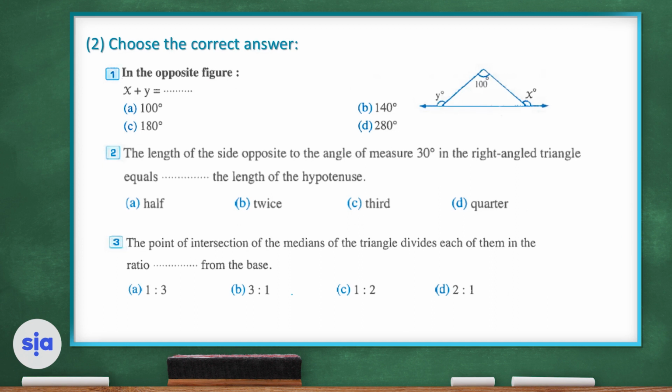In the opposite figure, what is the value of x plus y? Yes, here x plus y is 280 degrees. So the choice is choice D. Question 2. The length of the side opposite to the angle of measure 30 degrees in the right angle triangle is equal to half the length of the hypotenuse. Question 3. The point of intersection of the medians of the triangle divides each of them in the ratio of 1 to 2 from the base.